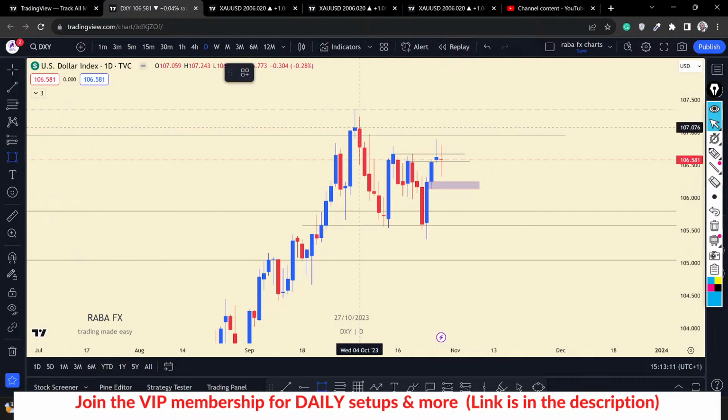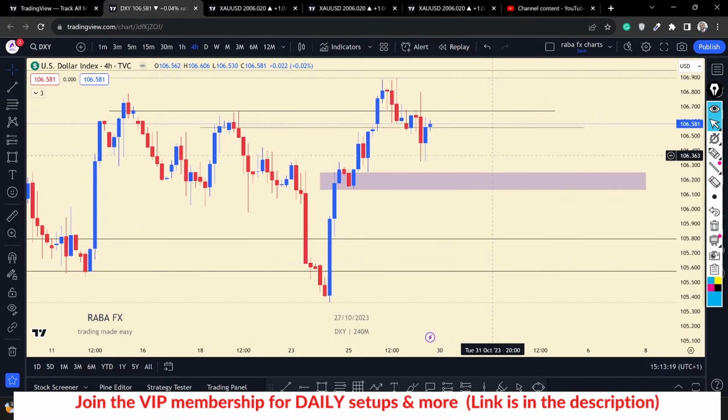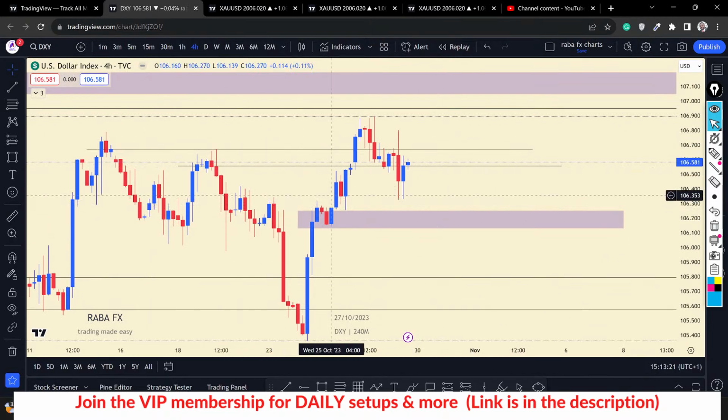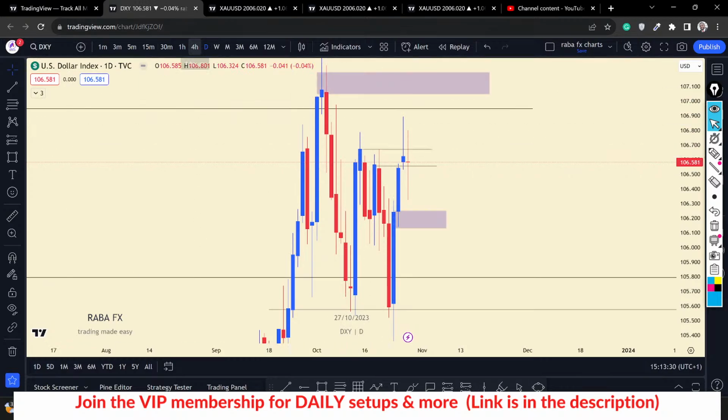And then where are we targeting? We are targeting somewhere in here. So on the 4 hour, we should continue looking for bullish prices. Let me see. Yes, we should continue looking for bullish prices on the 4 hour.